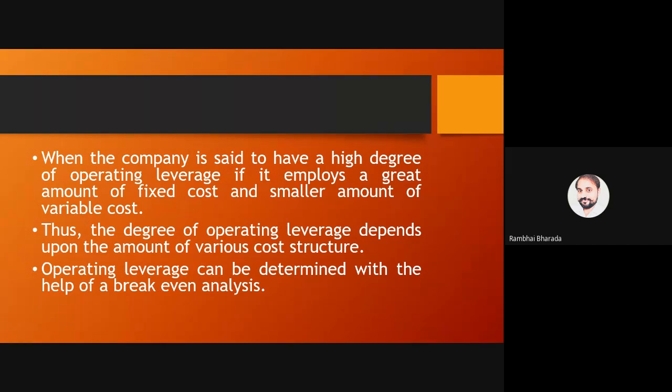High degree of operating leverage if it employs a great amount of fixed cost and a smaller amount of variable cost. Already I explained. If a high amount of fixed cost is there, it means high degree of operating leverage, and high degree of operating leverage means risk is more. So our conclusion is company B has more business risk as compared to company A because company B has more fixed cost and operating leverage is also high. Are we clear?